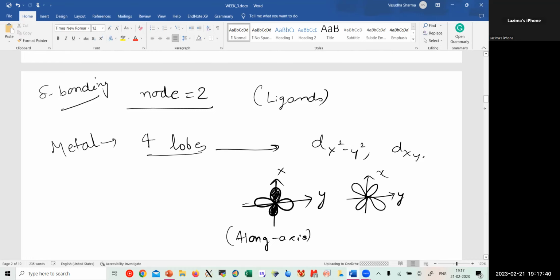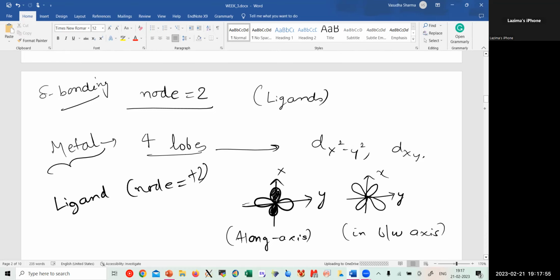So these are the only two d orbitals which will form delta bonding with your ligand, having node equals to two. And this is also part of bonding when we have sigma bonding, when we have pi bonding, and the third one when we have a delta bonding, where d orbitals having the four lobes get into the picture and form an interaction with your ligands. That is called the delta bonding. And out of the three, this is the weakest.